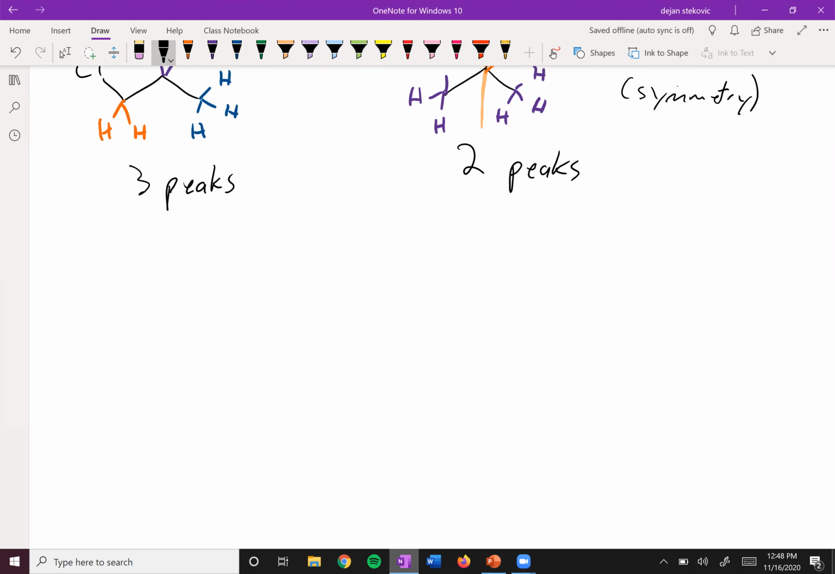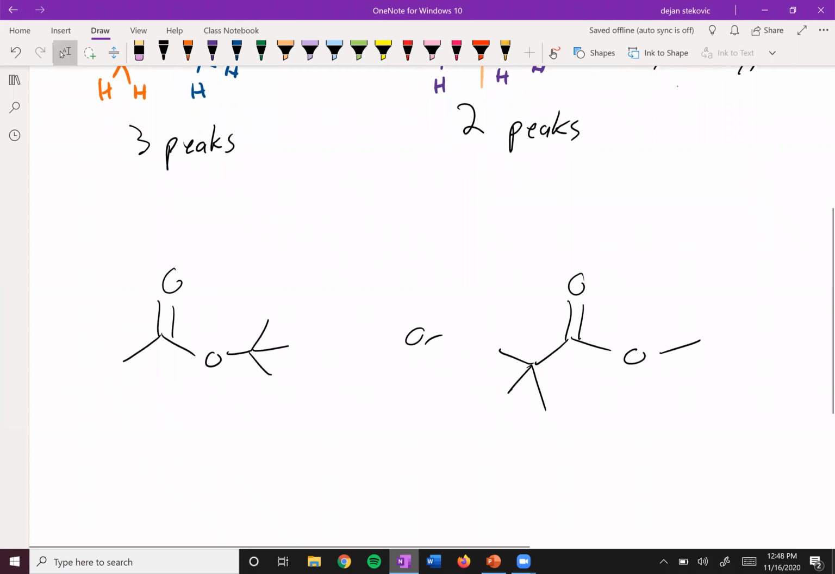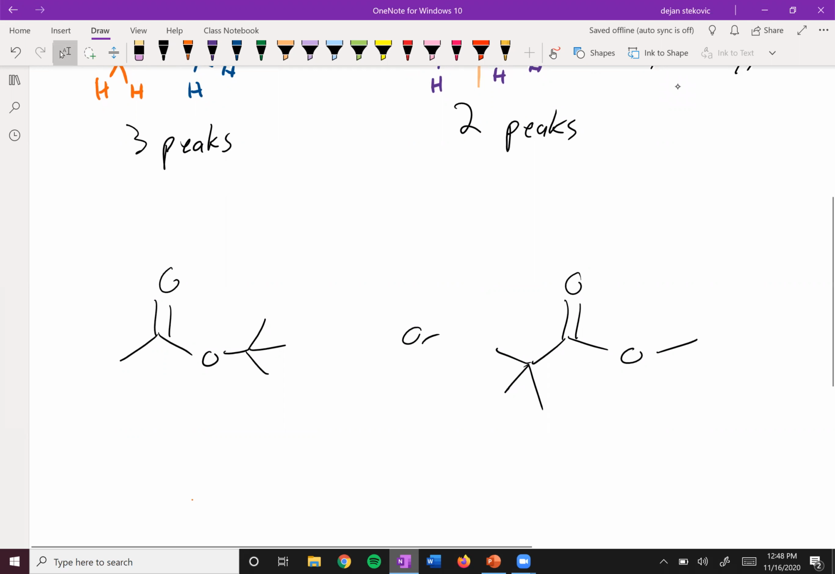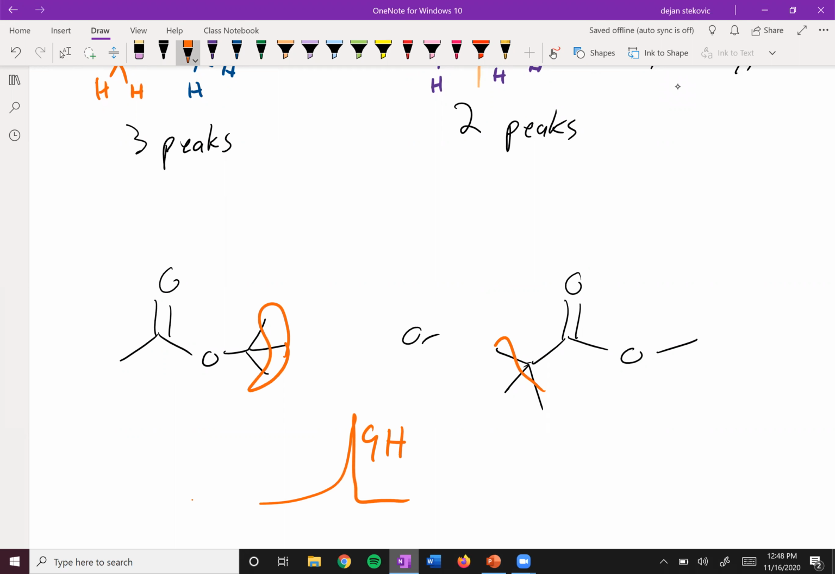All right, what if you deduced your compound to one of these three or one of these two? In both of these compounds, we have the same thing. We would expect to see a 9H singlet corresponding to the tert-butyl group, and then a 3H singlet corresponding to this methyl group, right? And so looking at the number of peaks won't help you here. Looking at the splitting of the peaks won't help you here.